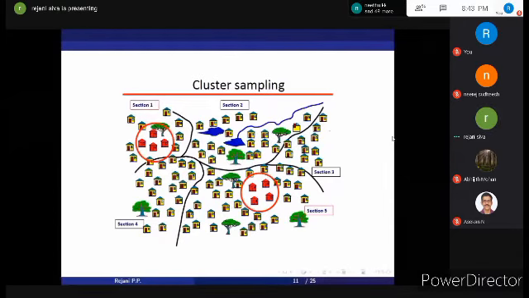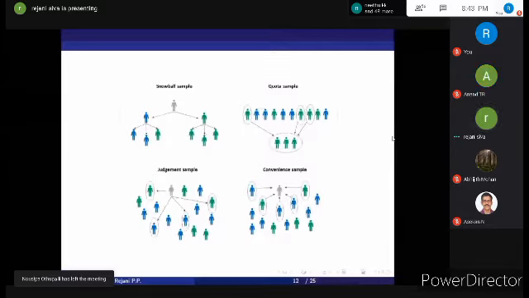The next slide is related to the different types of non-probability sampling. Convenience sampling is the most important and popular one. Here, convenient units will be selected for the study. It is a very feasible method.